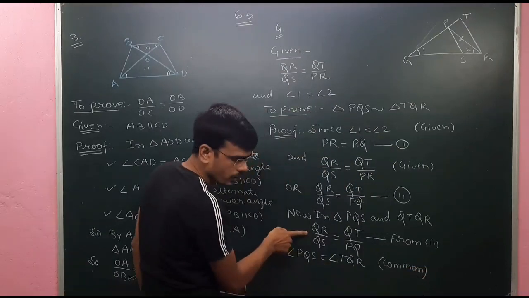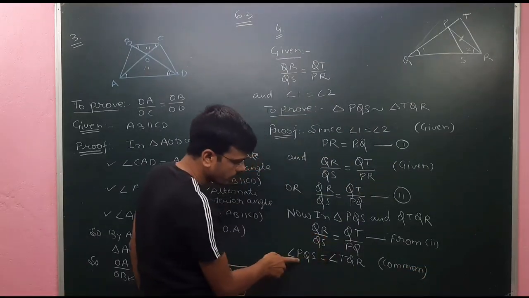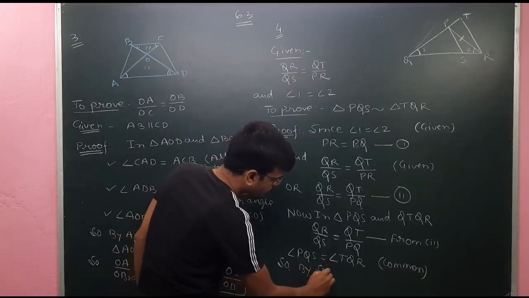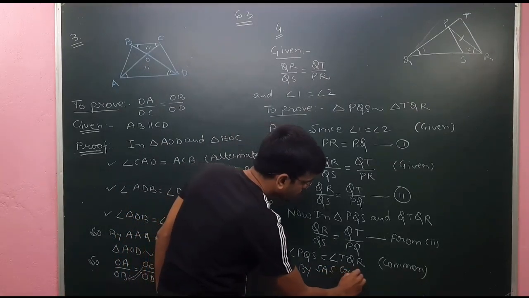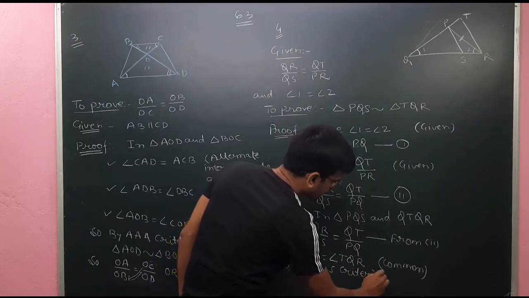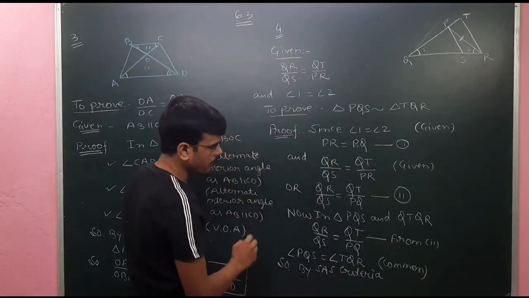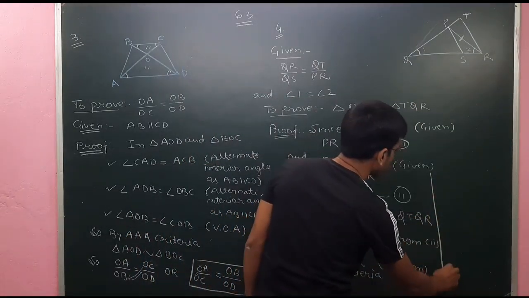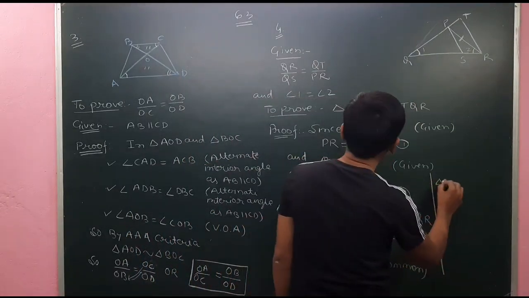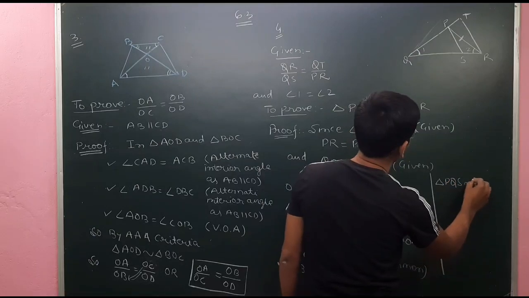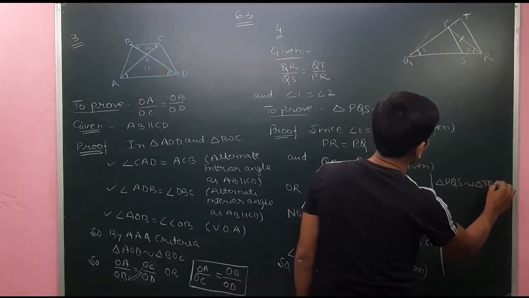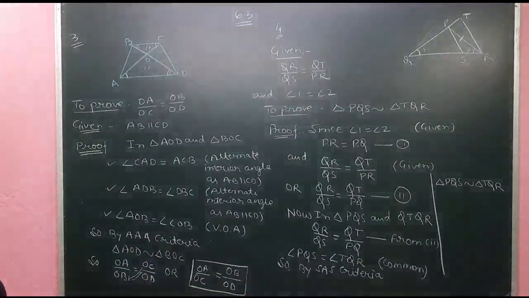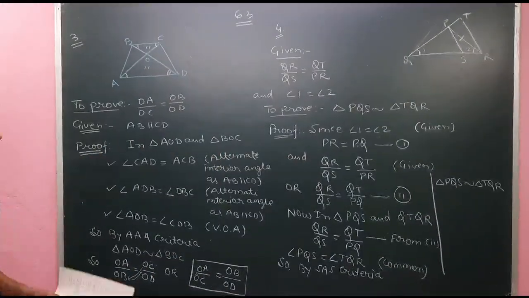So this is your first side, this is your second side, and this is one angle. So by side angle side criteria, I can write here, triangle PQS is similar to triangle TQR. Now see the question number 5.